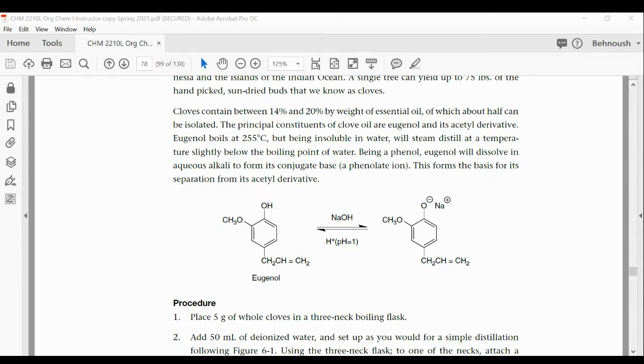If you take the 14%, it's safe enough to say that's for the eugenol. I just use the 14% because we don't know exactly how much of that is going to be the eugenol or the acetyl eugenol derivative of it. So you could just take the 14% for the eugenol.